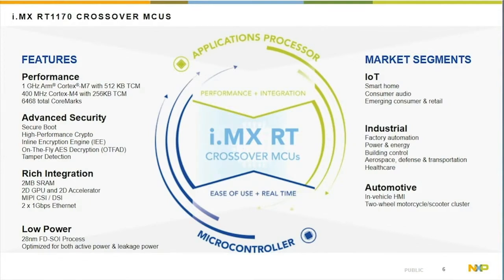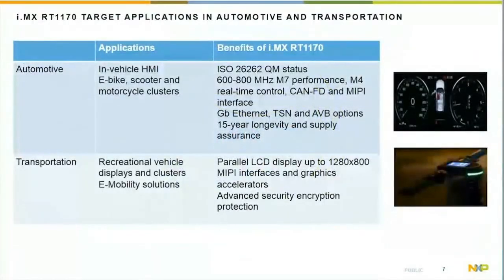The markets it serves are IoT, industrial and commercial. We've got industrial, factory automation, power and energy. And then in the automotive space, which we're talking about today, it's that in-vehicle HMI interface where you need a small display, as well as into the cluster or dash on maybe any type of mobility or transportation solution. So those are the target applications, once again, for automotive and transportation.